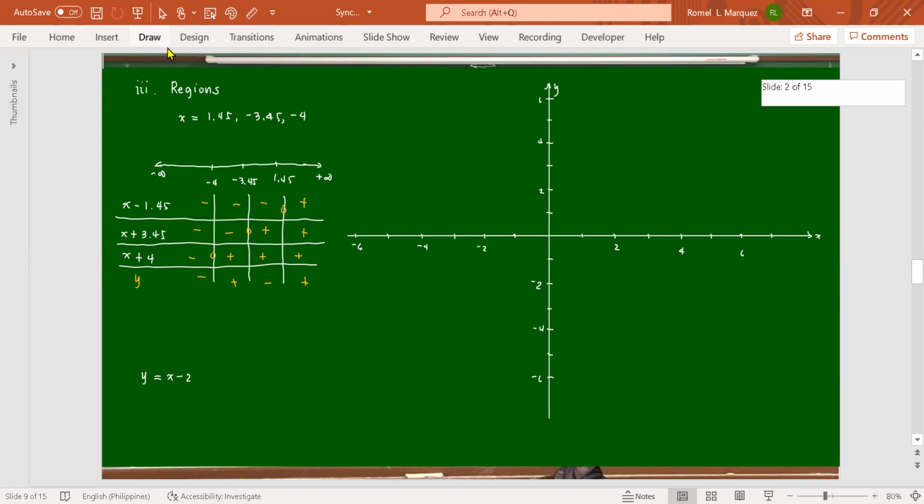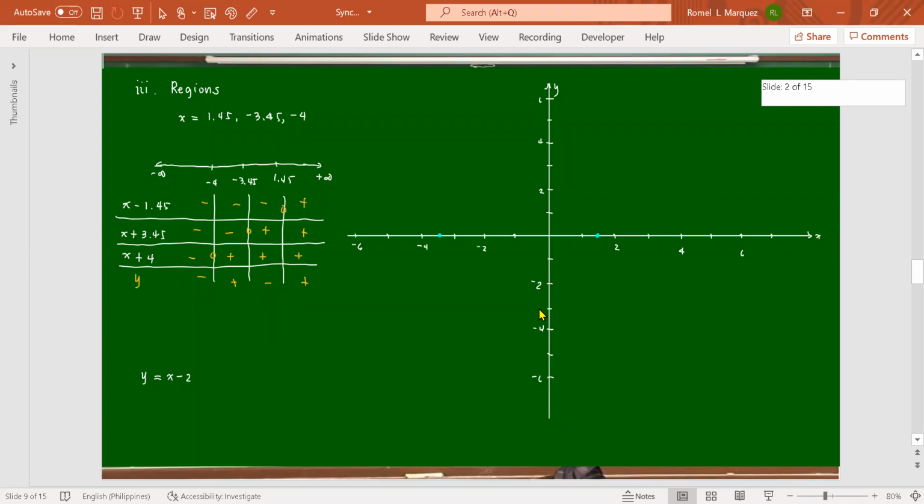Nasaan ba yung intercepts muna? Ano yung intercepts, guys? 1.45. Halos nasa 1.5, right? Yes po. Negative 3.45. Halos dinadon din. Di mo na makita yung difference ng point, yung extra na 0.5 at 0.45. And then, what else, guys? Negative 4 po. Negative 4.